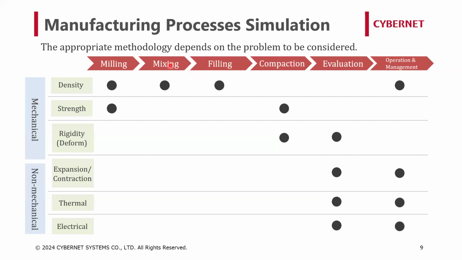For example, in the mixing process, strictly speaking, particles may be somewhat deformed during the process, but when measuring the degree of mixing, the motion of each particle is more important. So the density of the particle is the dominant physical property. The same can be said for filling, but once the particle enters the compaction process, deformation of each particle is significantly large and cannot be ignored. Based on the results of these considerations, a calculation method should be adopted.